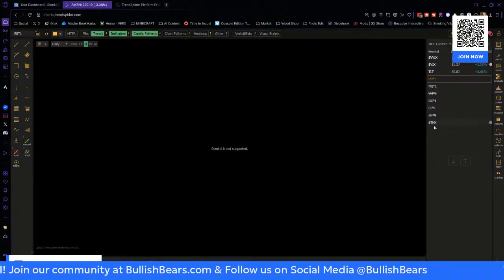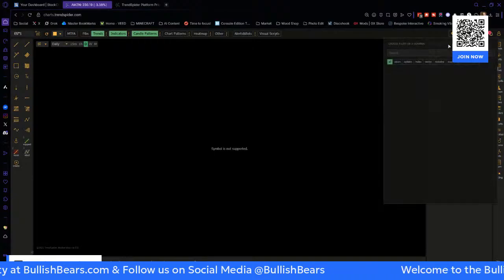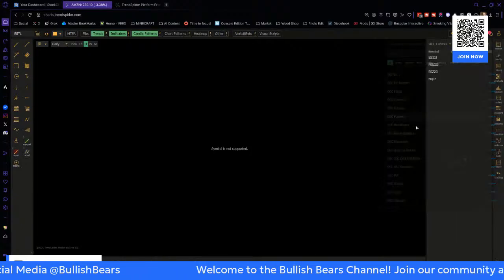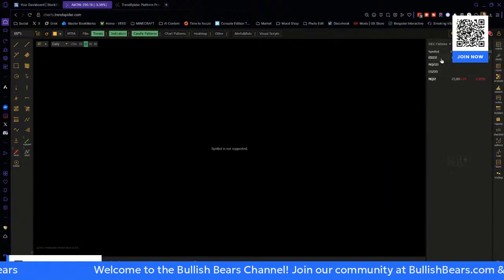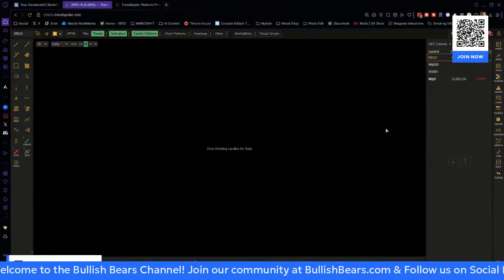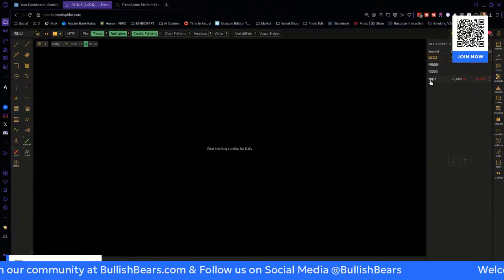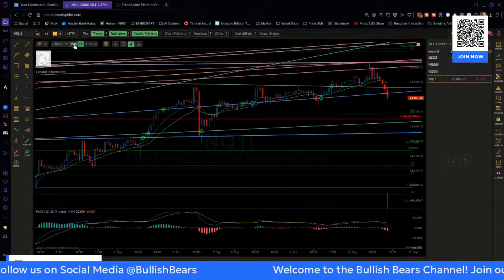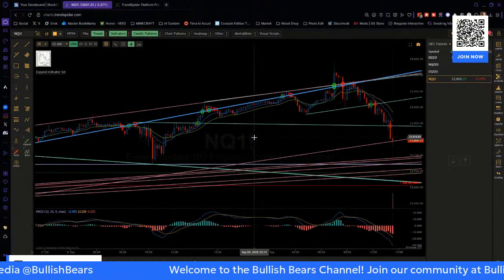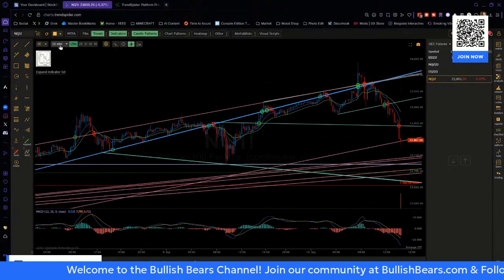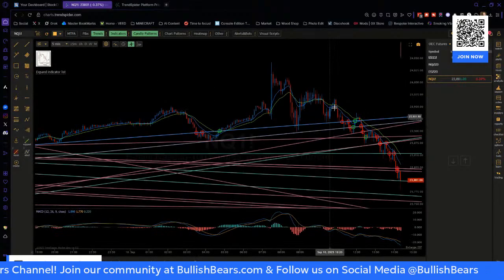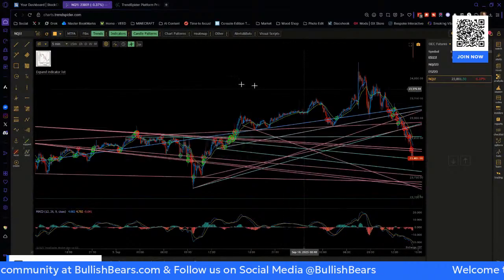I think they changed the way that it was written. That's the old way. This is probably the new way. And it does link up with Spot Gamma too, so that you can import the Spot Gamma levels every day and you don't have to try to draw them out.